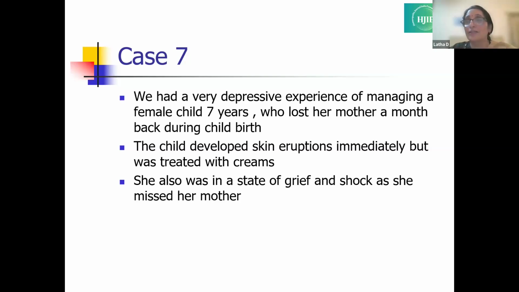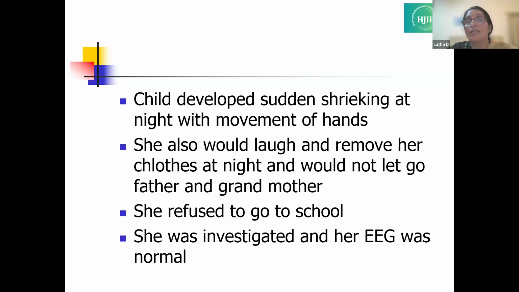She had developed skin eruptions, and some relative took her to a local doctor who treated her with creams. What happened after that? She developed sudden shrieking at night with movements of the hands. She would laugh, start removing her clothes at night, refuse to go to school. Investigations were done because of the shrieking and the movement of hands. They suspected epilepsy. EEG was normal.